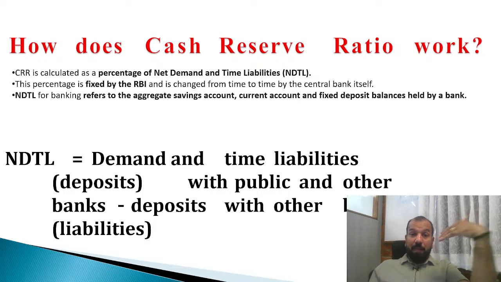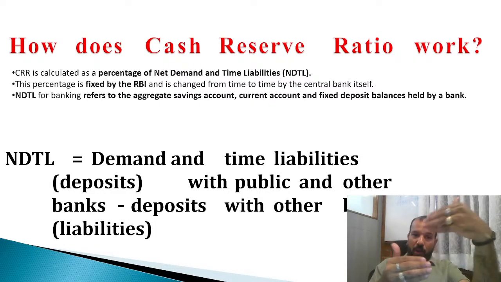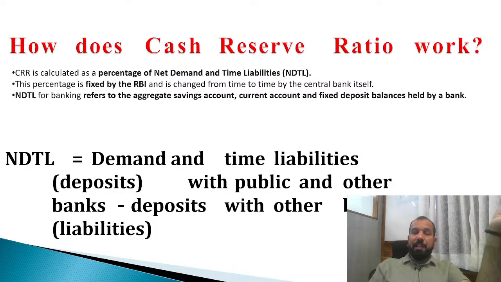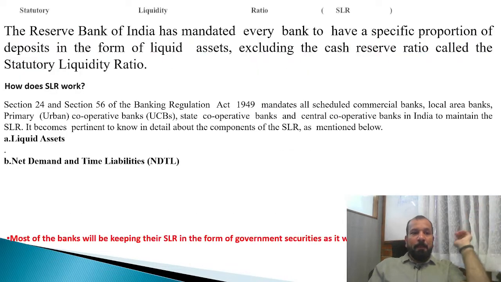You just need to keep those amounts in mind. So you have to deduct all those funds in the form of the NDTL. Then whatever money is left with you, you have to keep 4% of that money. SLR, the statutory liquidity ratio, is again the same, but slightly different.